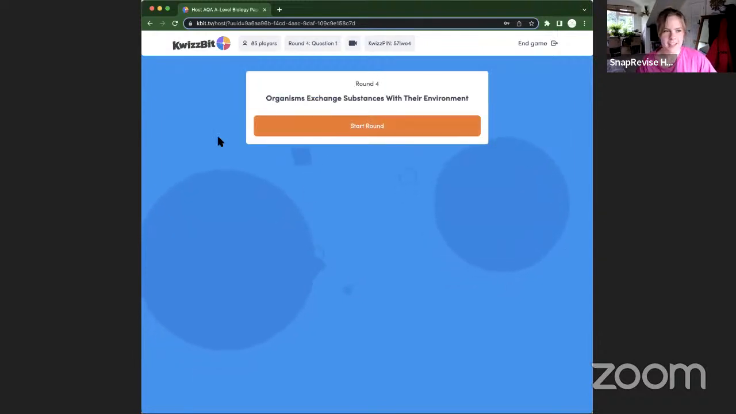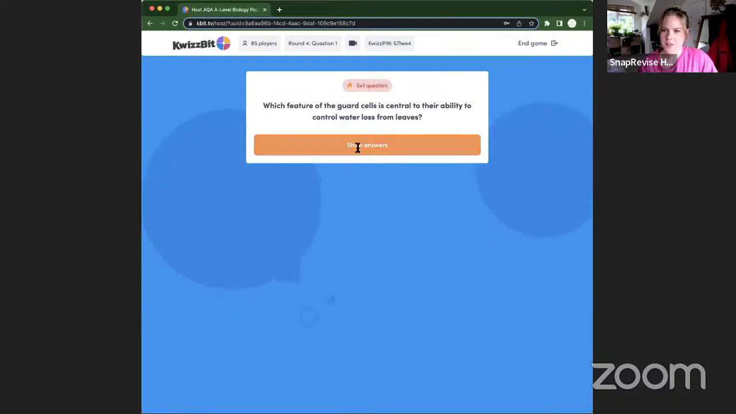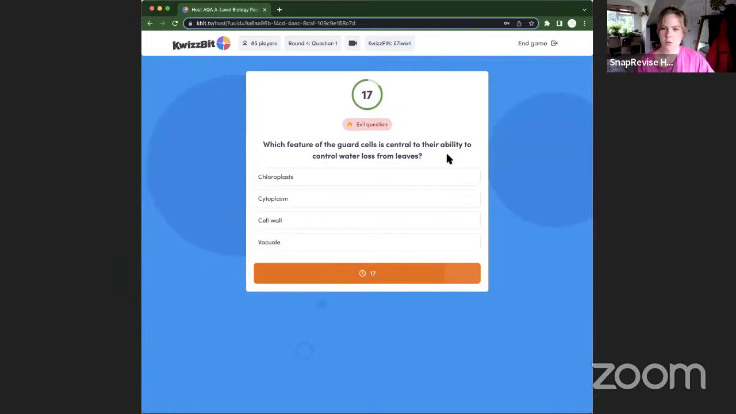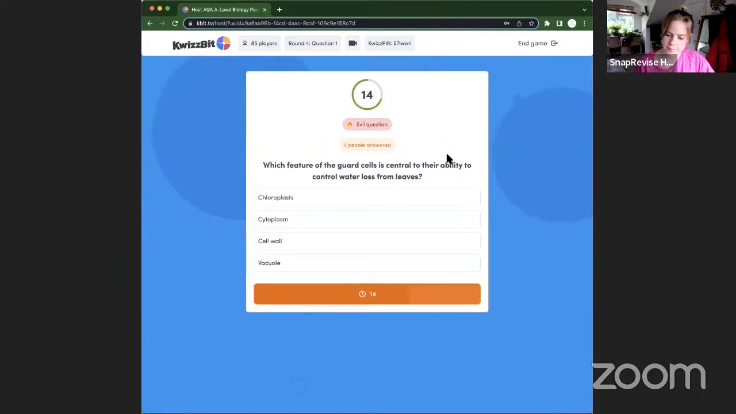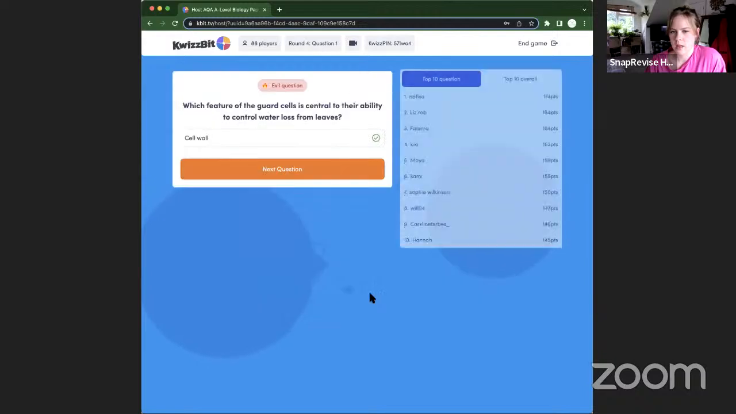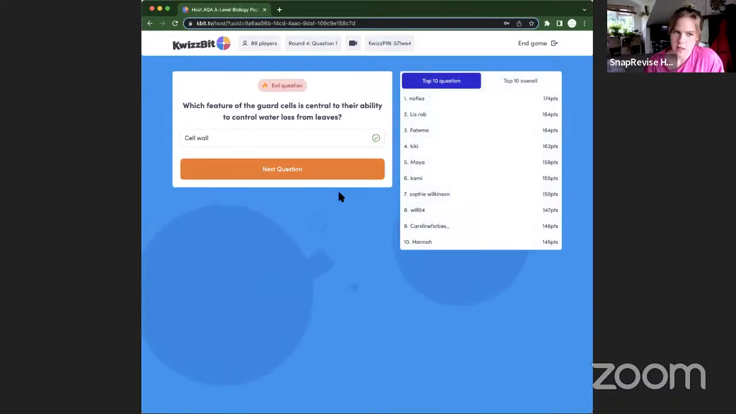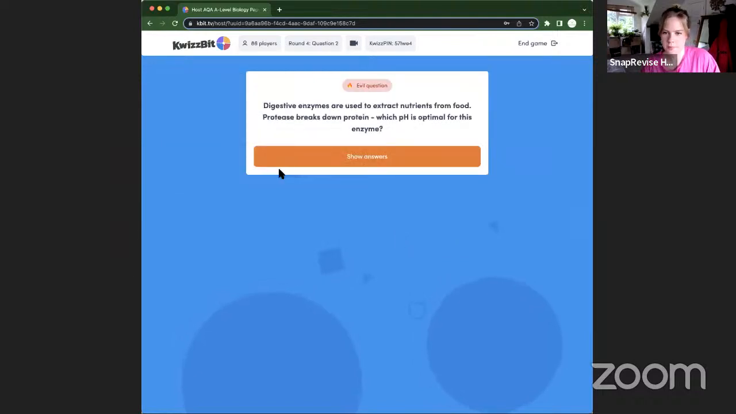Okay, let's go back to some biology. This is organisms exchange substances with their environment. Which feature of the guard cells is central to their ability to control water loss from leaves? Two guard cells make up the stomata. So the answer for that is the cell wall. Remember that the inner wall is thicker than the outer wall, which is why they're crescent shaped and allow the opening to open and close to allow water loss or prevent water loss.